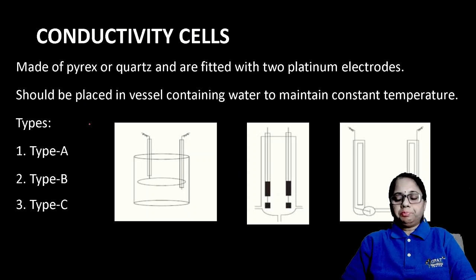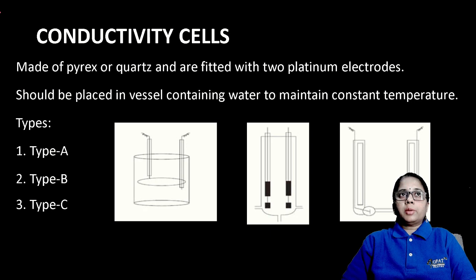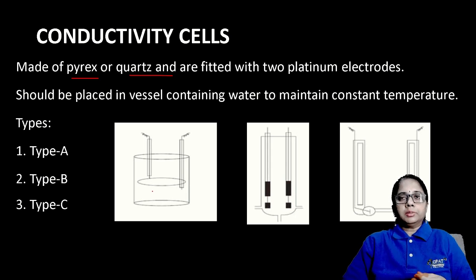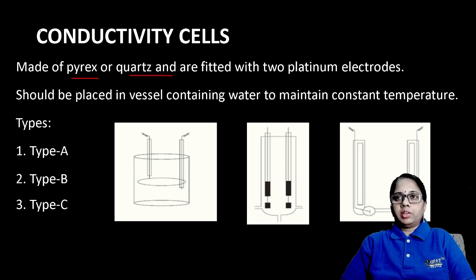So these are the different types of conductivity cells. They are made of Pyrex or quartz, and are fitted with two platinum electrodes. All the conductivity cells are made of either Pyrex or quartz. They are placed in a vessel containing water to maintain a constant temperature, because water also gives conductance, right? Here are types A, B and C. These three are the different types of conductivity cells, with a circular path, and only the manufacturing method is different. So conductivity cells of type A, B, C are available in different shapes.